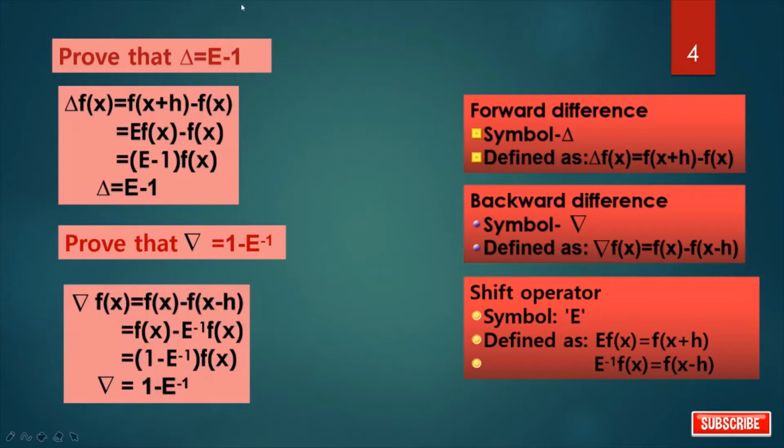So, the answer is nabla fx equals fx minus h, and fx minus h is E to the power minus 1 fx. So, it is 1 minus E to the power minus 1 fx. So, we can easily say nabla equals 1 minus E to the power minus 1.